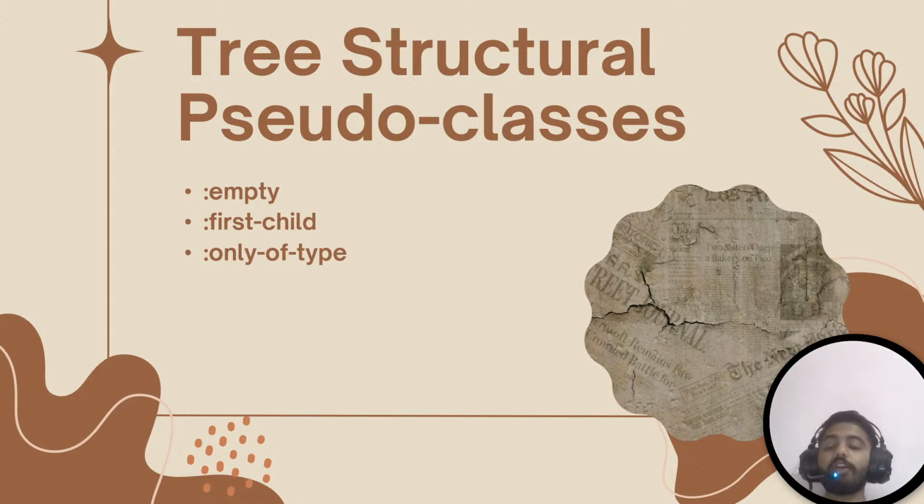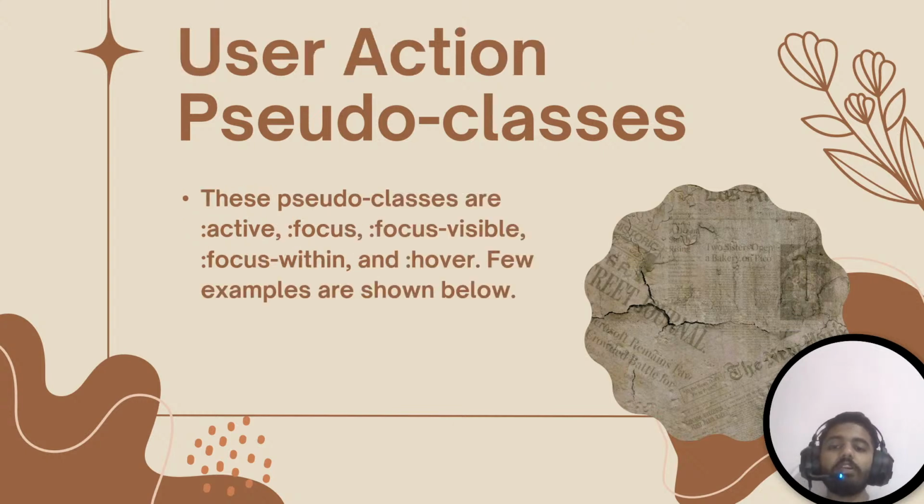When we use empty, when it is encountered that some tag is empty, then we can use this tree structure empty pseudo class. With first child, let's say there are multiple p tags, but only the first child will be targeted. Then there is only-of-type. What does it mean? Let's say there are 5 p tags in one class, and in another class there is only one p tag. If we use p only-of-type, then if there is only one p tag in that class, it will be applied. Correct? Now let's move on.